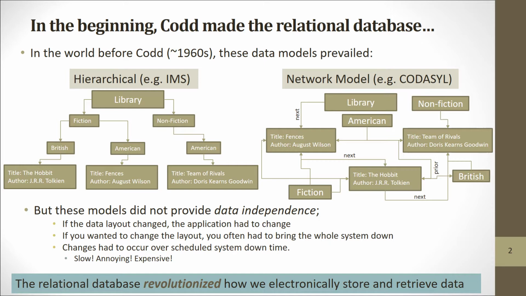For example, in the hierarchical model, a library might be organized as categories of books, and the categories are organized by country of origin, such that each data record had only one parent. In the CODASYL model, the books in the library have three parents: the library itself, the book's category, and its country of origin. These data models prevailed for much of the 1960s and 70s, and in fact, there are still important active IMS applications running today.